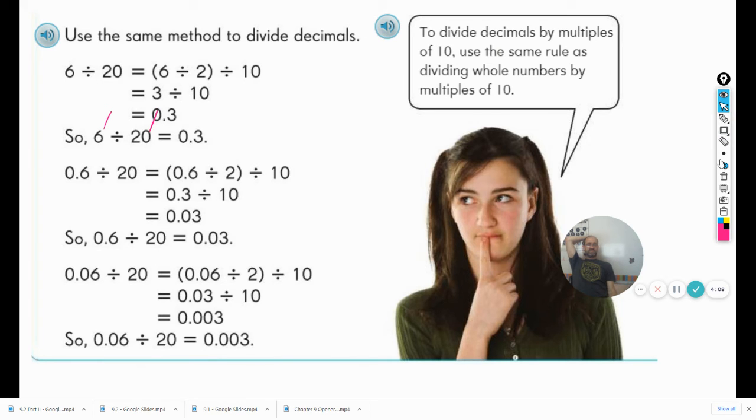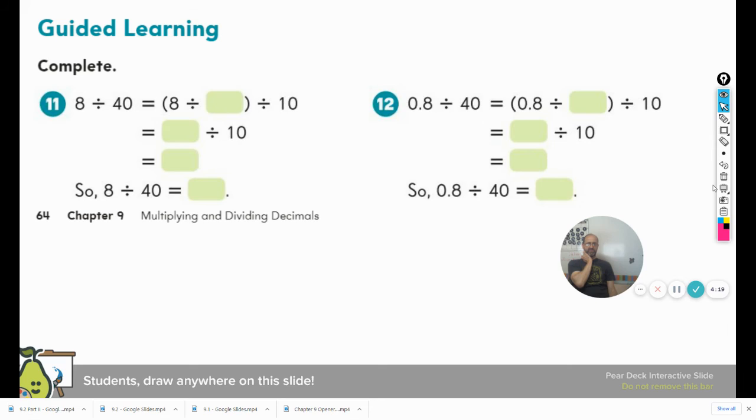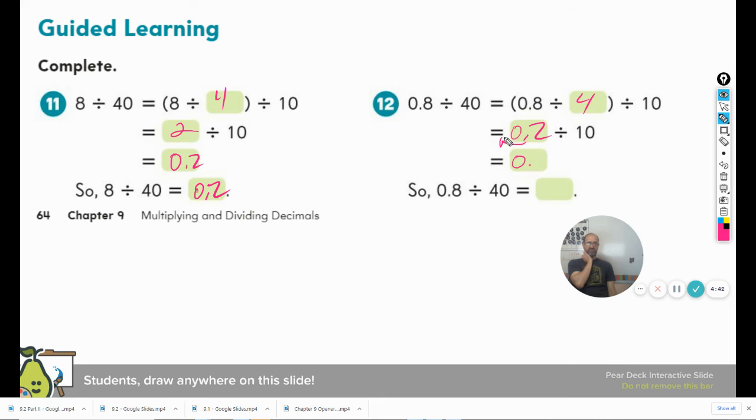Take a look at this and read it real quickly. To divide decimals by multiples of 10, use the same rule as dividing whole numbers by multiples of 10. Okay. Let's see how I want to approach this on the next slide. 8 divided by 40 equals 8 divided by 4 divided by 10, or 2 divided by 10, or 2/10. 8 tenths divided by 4 divided by 10 equals 2/10 divided by 10, or 0 and now you're moving the decimal one spot, 0 and 2/100. Pause me and just look at that and chew on what I did there.